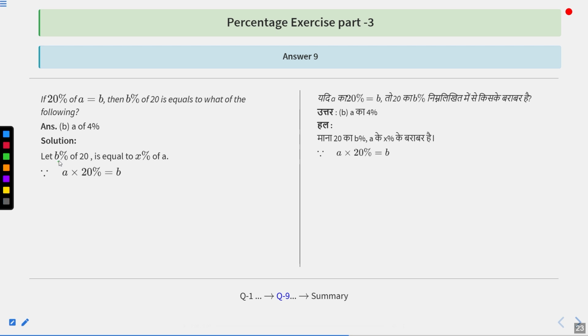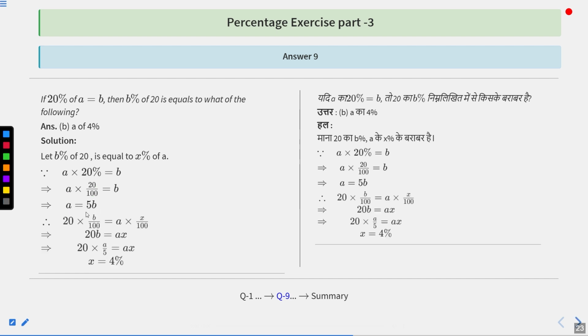So let us suppose that B percent of 20 is equal to X percent of A. That means A into 20% is equal to B. Now 20% is 20 upon 100. So A into 20 upon 100 equal to B. 20 upon 100 is 1 upon 5. So A is equal to 5B.